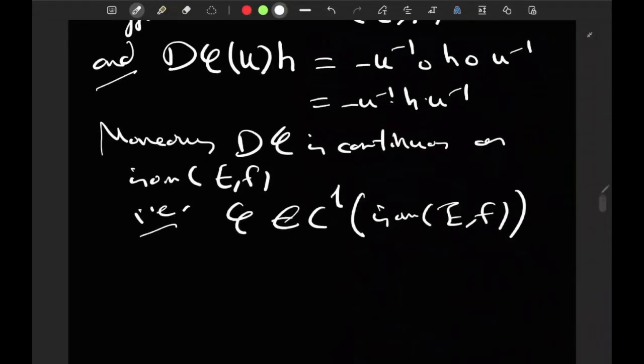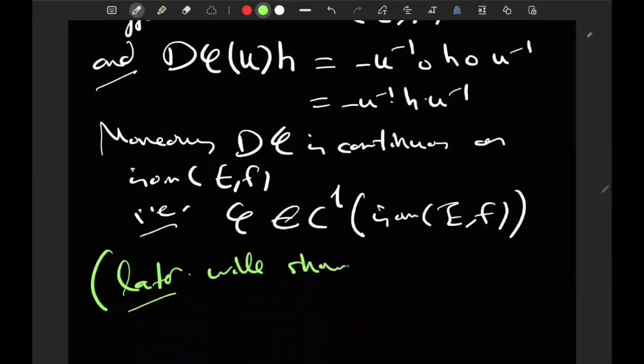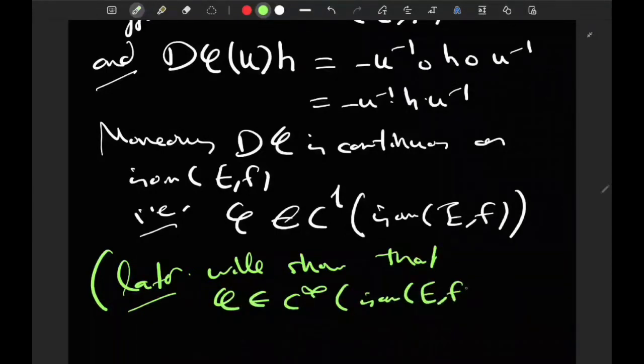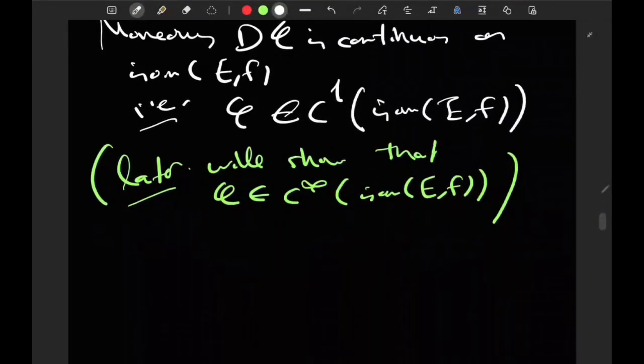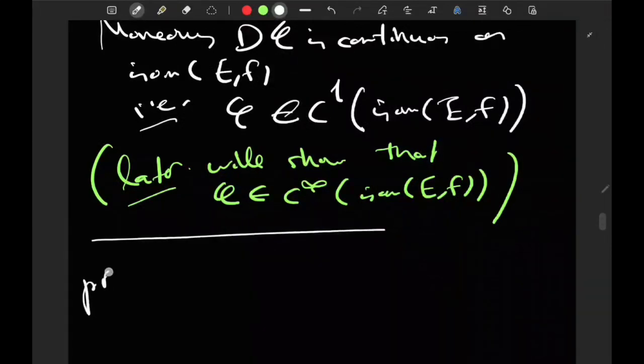In fact, later we'll show that φ is of class C^∞ on Isom(E,F) when we define higher order derivatives. We'll leave this for later, of course, when we talk about higher order derivatives. For now, what's the proof of this claim?